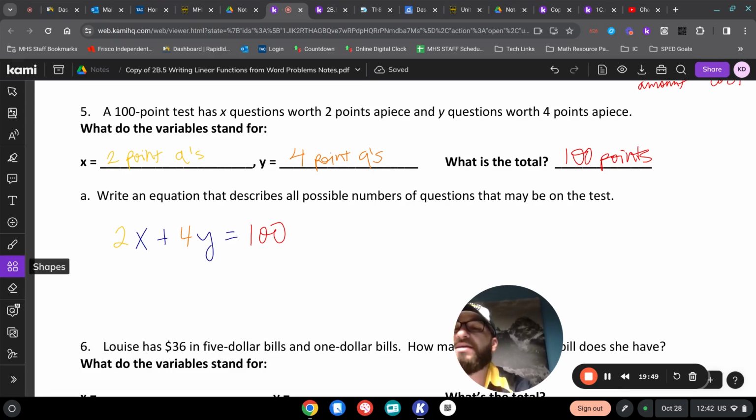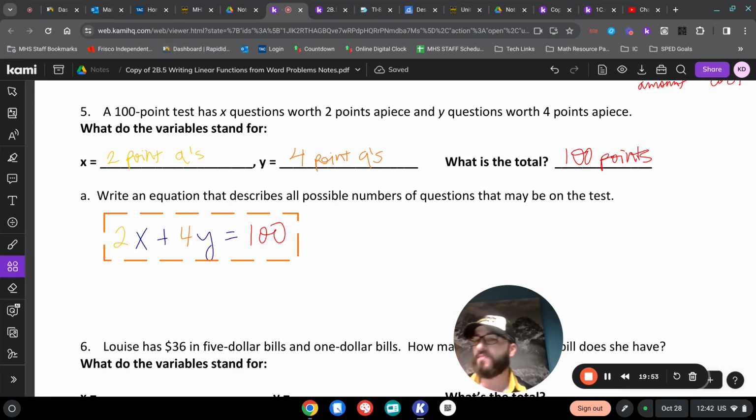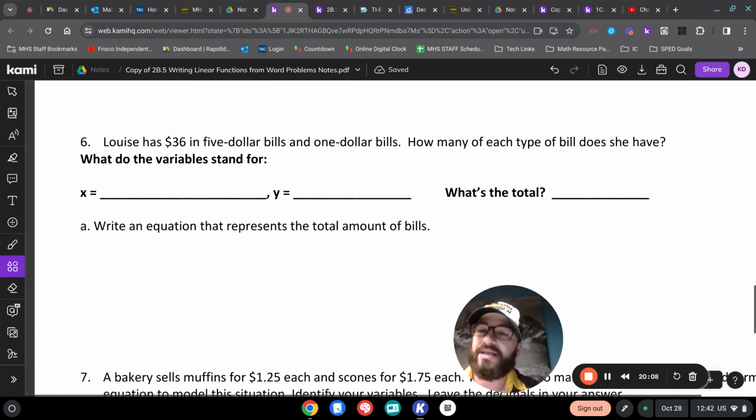The big thing is just, instead of looking for those slope terms like we were on the first page, this time we're looking for those two changing, different variables that aren't necessarily related to each other. It's not a per or an each representing a slope. So let's look at another one. Let's look at number 6.